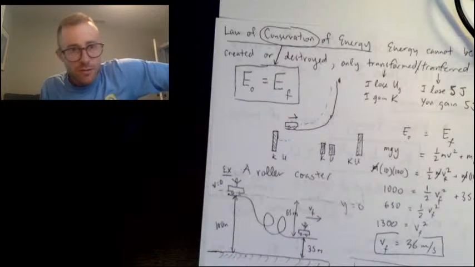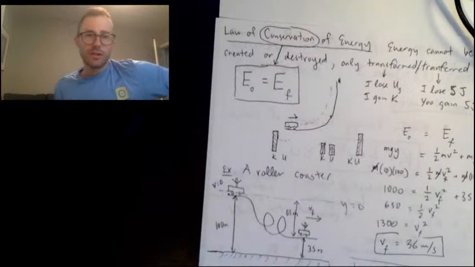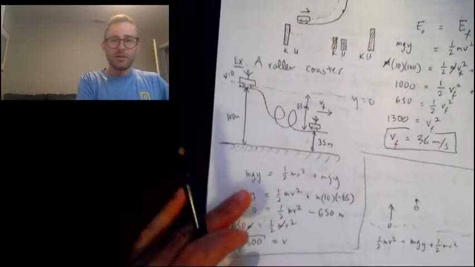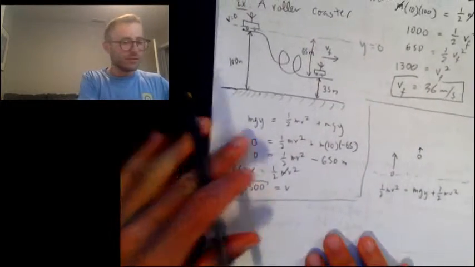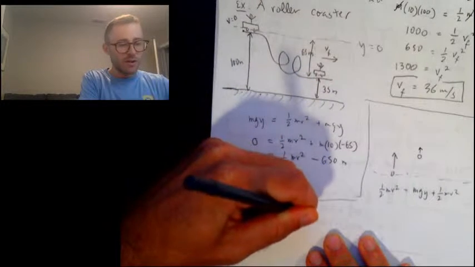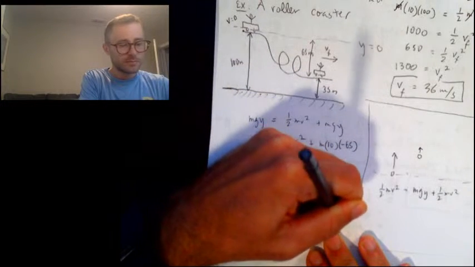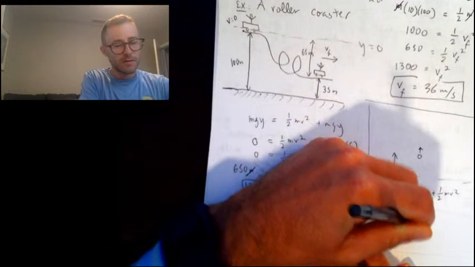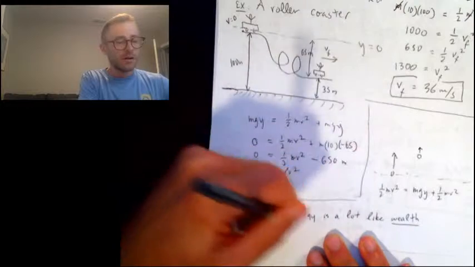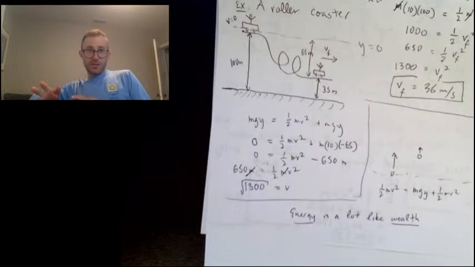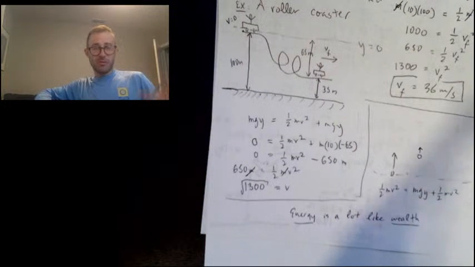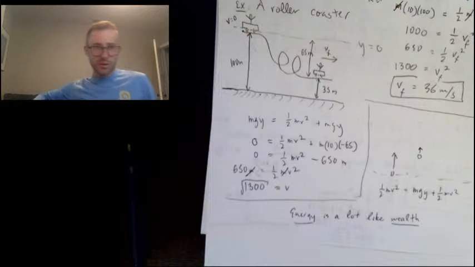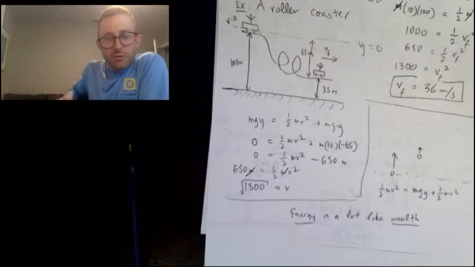My second rant is this. Well, neither of these are really rants, but another thing I wanted to think about is energy is a lot like wealth. Okay? This is an analogy. Energy is not the same thing as wealth, but it has some similar properties. So, for example, if you think about wealth, there are different ways that you can have wealth.